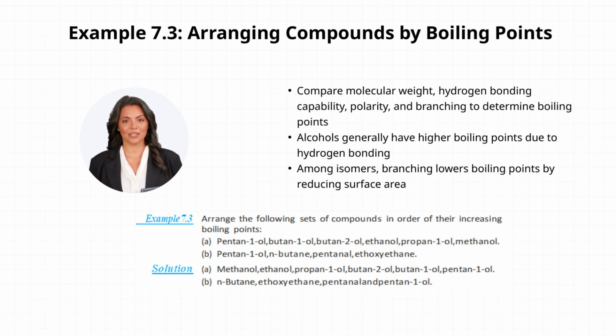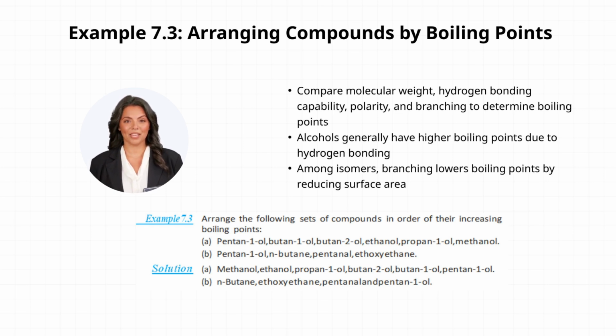Factors such as molecular size and branching come into play too. Larger alkanols tend to boil at higher temperatures because of increased van der Waals forces. The correct order is methanol, ethanol, propan-1-ol, butan-2-ol, butan-1-ol, and pentan-1-ol. Notice that butan-2-ol, a branched molecule, has a slightly lower boiling point than butan-1-ol due to reduced surface area.